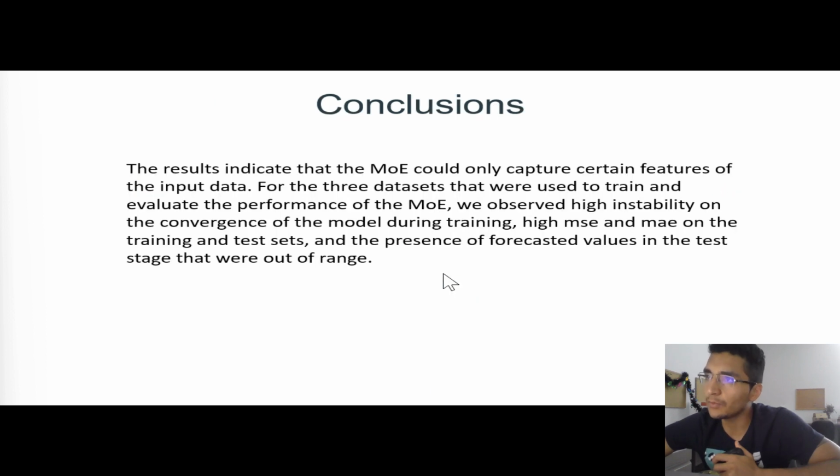So, the conclusions: the results indicate that the mixture of experts could only capture certain features of the input data.